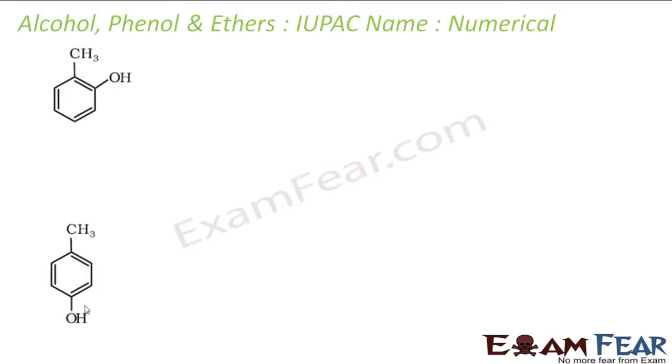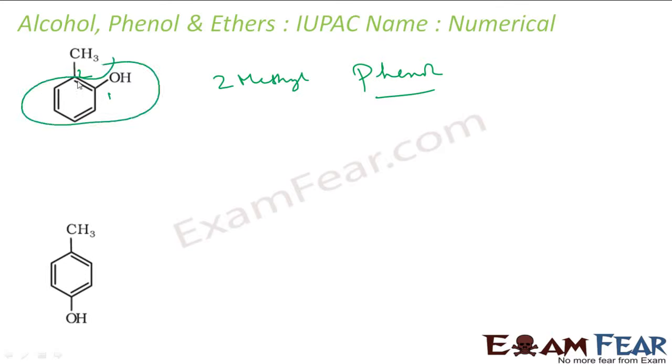Let's take this example. This is a phenyl group, and I have a methyl group attached. This is 1, this is 2. So at 2 I have a methyl group attached, 2-methylphenol. Right? This phenol was my primary thing. On this at 2 I have a methyl group attached. Same thing here. 1, 2, 3, 4. At 4th I have a methyl group attached for a phenol. So it will be 4-methylphenol. Correct?